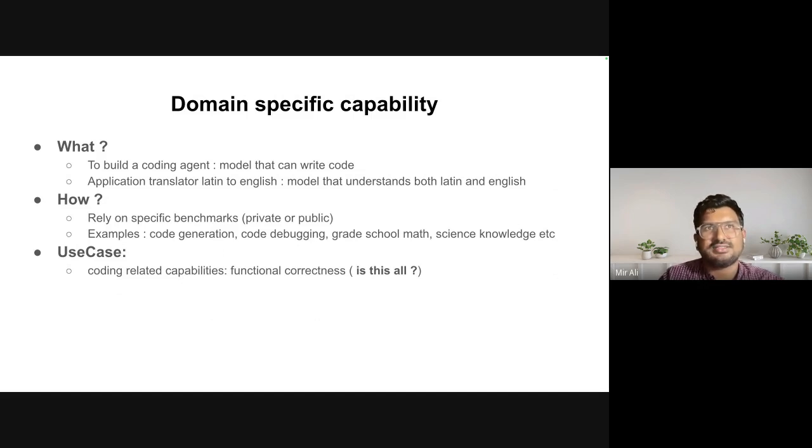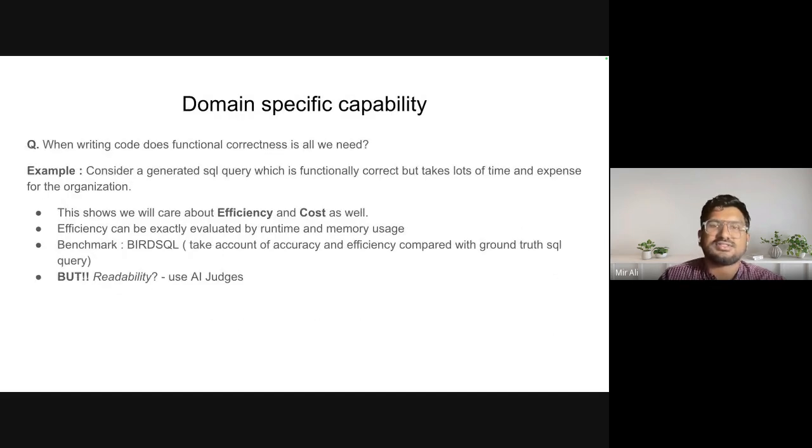And what are the use cases? With respect to coding, consider functional correctness. That means if we want to write a function and it has been implemented, is that all? No. Let's take a very common use case, writing a SQL query. There we cannot expect just the solution to be right, because the code might be right but take forever to run, or the efficiency might be very bad. So these things also matter, and this is one thing we need to make sure of: efficiency and cost.